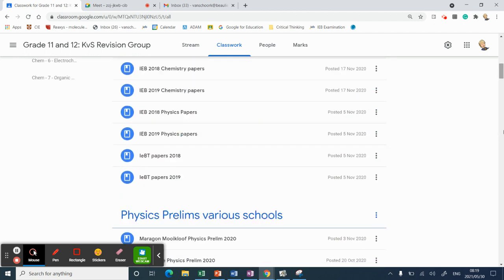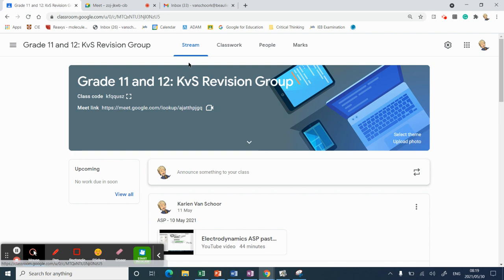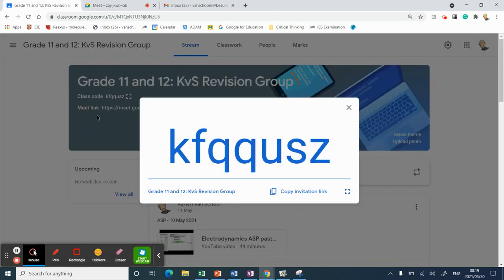You'll see there's quite a lot of people. There's some people on this classroom that I really don't know. But if you want to just take a photo of the link, then you can join it, and then you'll find all the stuff there.